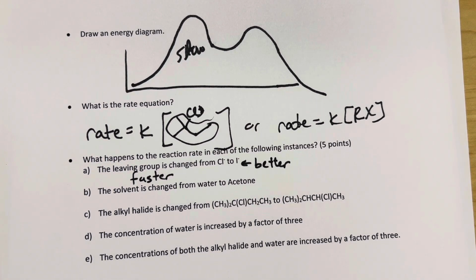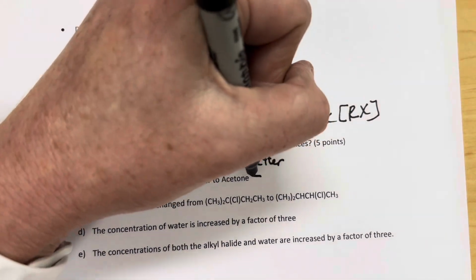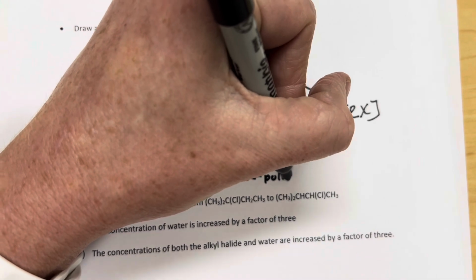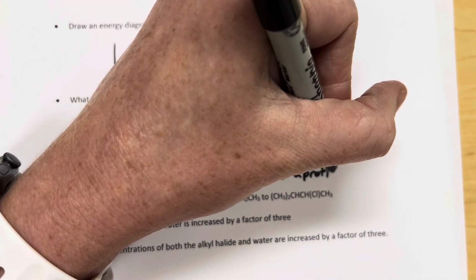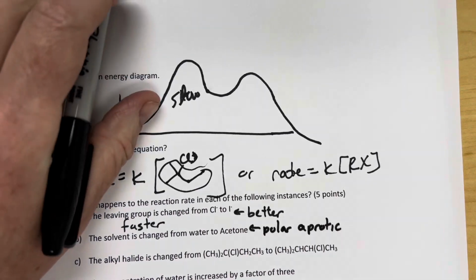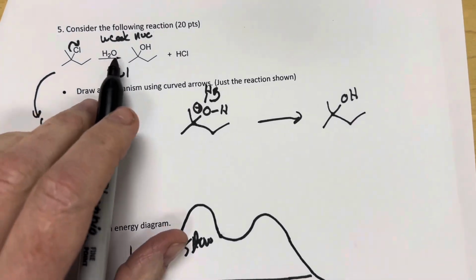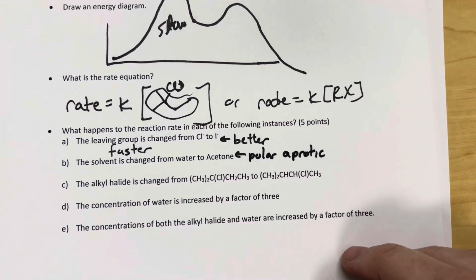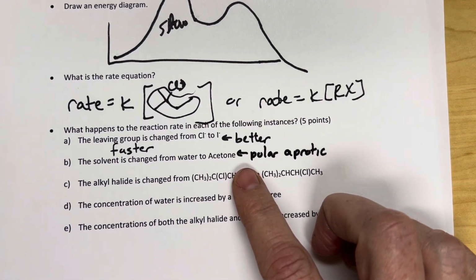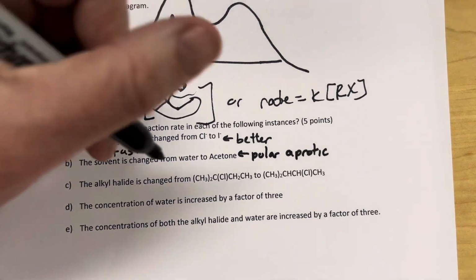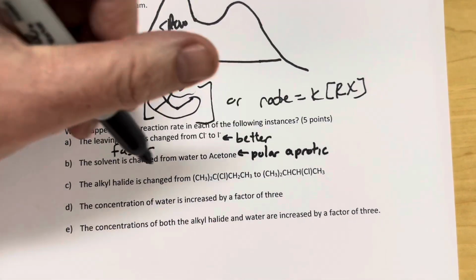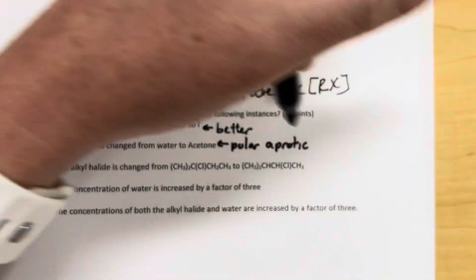So acetone is polar aprotic, whereas water is polar protic, meaning it has an OH or an NH on it. And because of that, SN2 would be more wanting to occur. So let me go over here.